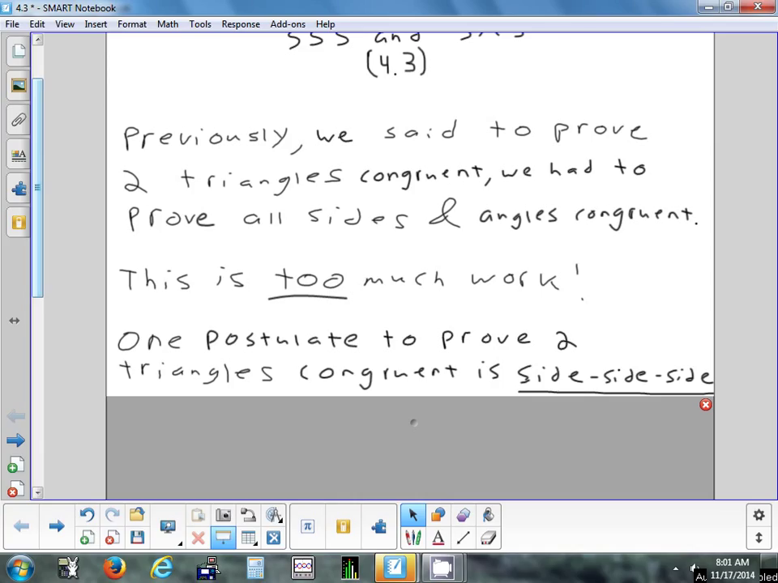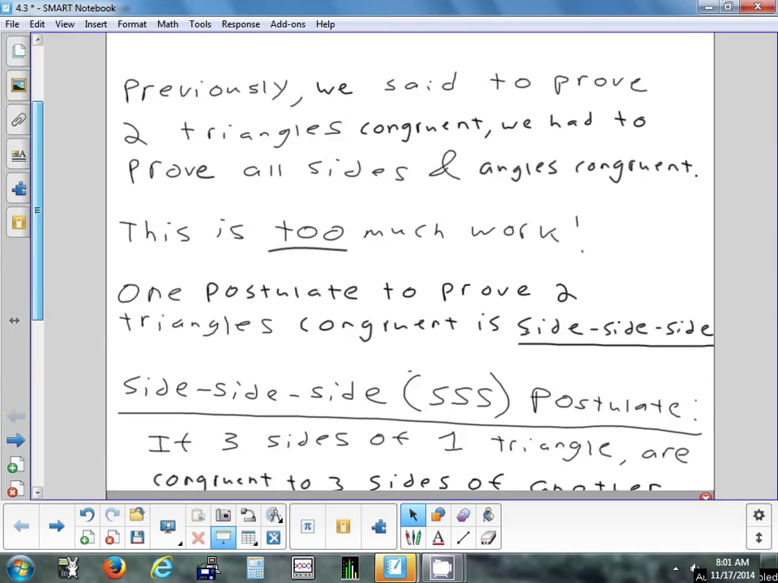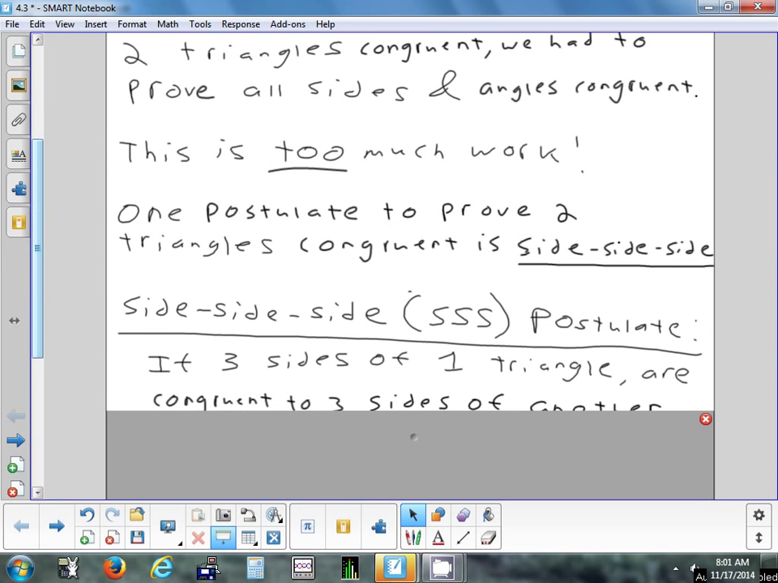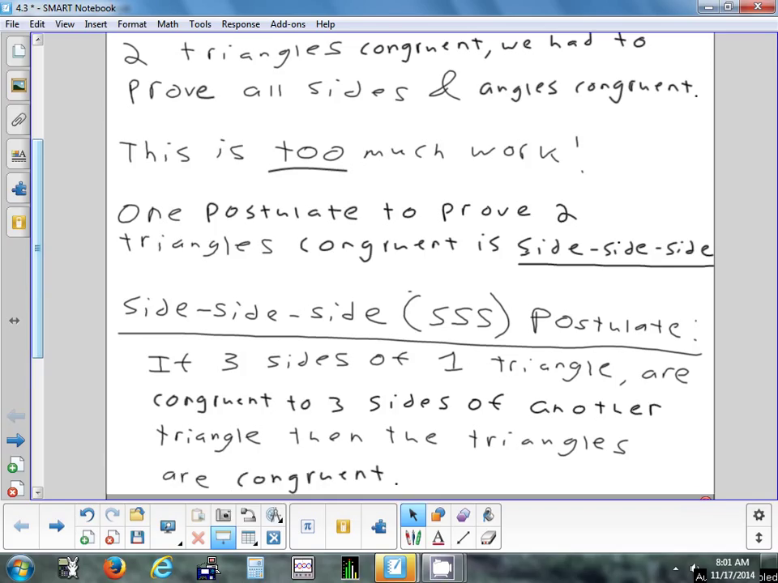And one way we're going to do it is called the side, side, side postulate. What's a postulate, or how does that differ from a theorem? It's like a known fact that you don't have to prove. So proving triangles are congruent with side, side, side, it's a postulate. We don't have to prove why this one works. The idea is if you've got 3 sides in one triangle that are congruent to 3 sides in another triangle, that's all you need to know the triangles are congruent. So all we have to do is prove that 3 sides in one triangle match 3 sides in another.